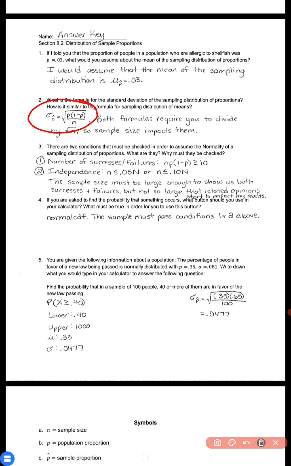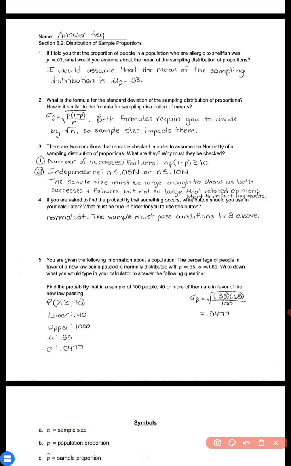So how is this formula similar for getting the standard deviation when I'm dealing with a mean and not a proportion? Well, both formulas require you to divide by the square root of n on the bottom, which means sample size always impacts the size of your standard deviation. The bigger the size of your sample, the smaller your standard deviation will be because you can get more accurate the bigger your sample is. Your data will not be as spread out.